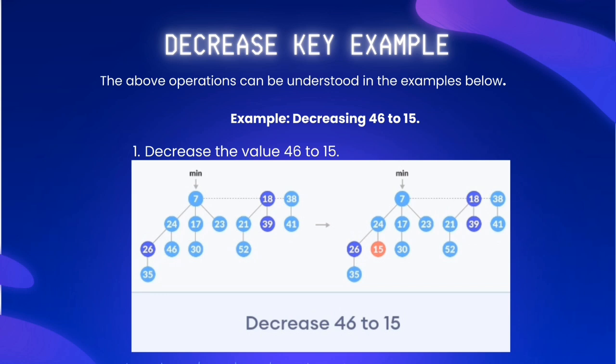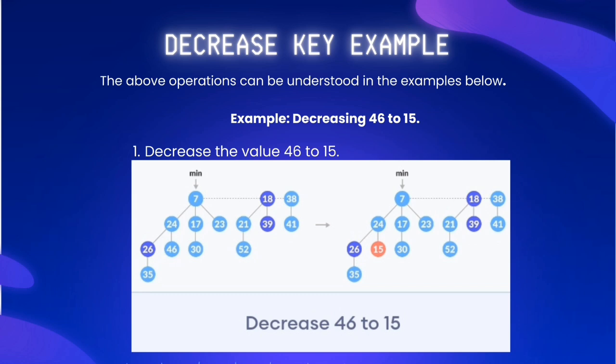So our main heap is the 7 kasi siya yung pinakamaliit na value. Then itong 7, 18, 38, tinatawag natin itong root list kasi sila yung humahawak sa parents, which is the 24, 17, 23, 21, 39, 41. And it has children, the 26, 46, 30, 52, and 35.